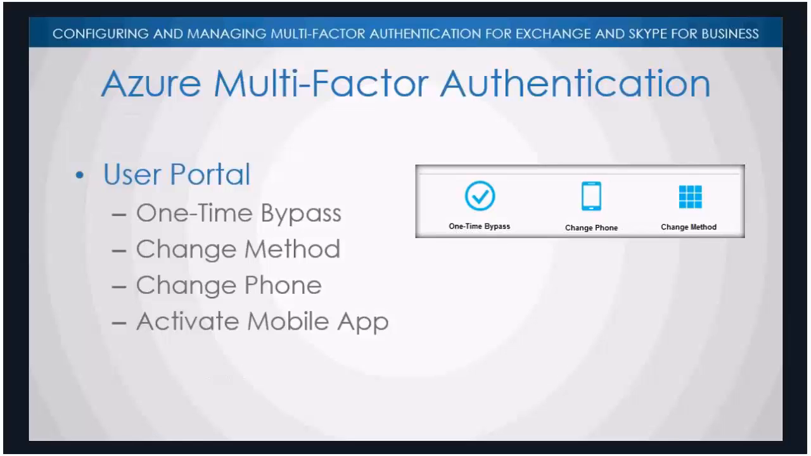For example, if the administrator allows, the user can change their process from being a mobile application. Instead, they can change it to a phone call, or they can change it to a text message if they like. Whatever is the convenient method for them, they can change it. And that only is possible if the admin allows users to do so. But the user portal provides them that ability to change if they're allowed to.